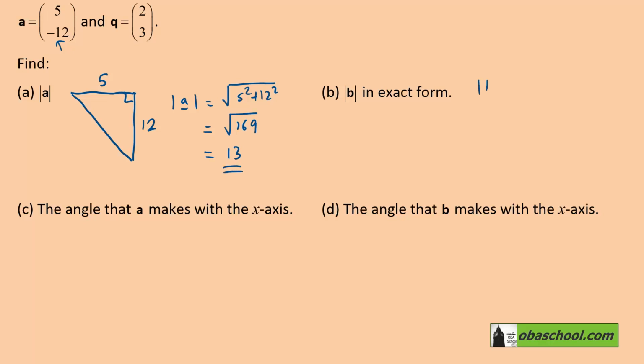Let's do the same for B. We don't need to draw the diagram. It's just going to be the square root of 2 squared plus 3 squared. 9 plus 4 is 13, so that's root 13. And that's leaving it in exact form.